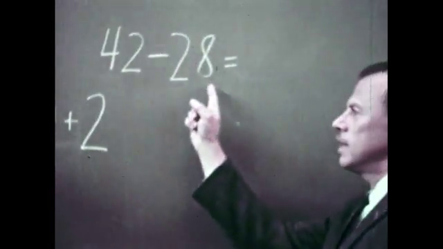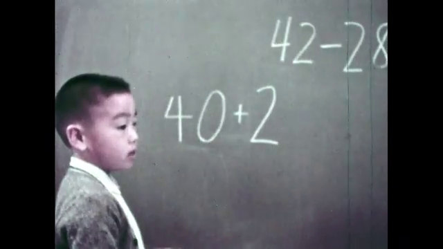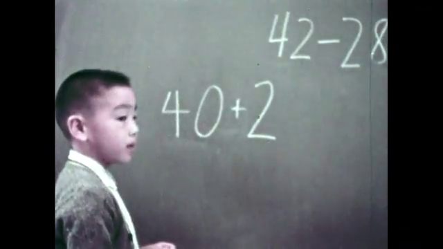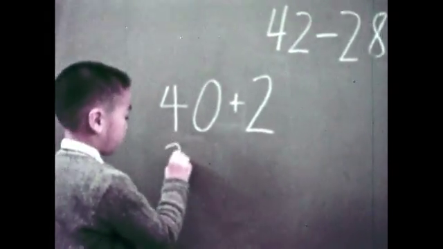What kind of problem is this? Subtraction. And how are you going to do it? With expanded notation. I see. I see you've expanded the 42. How about the 28? How do you do that?